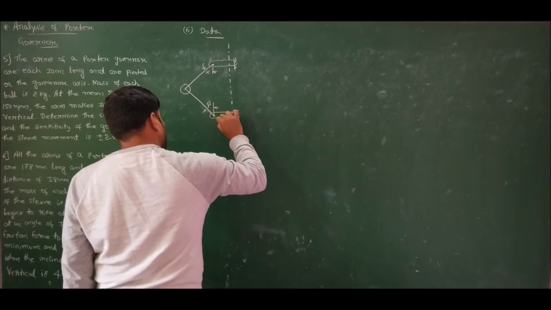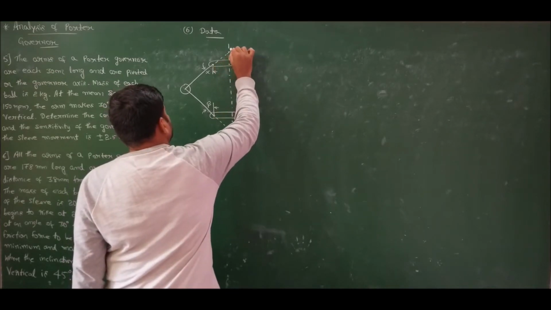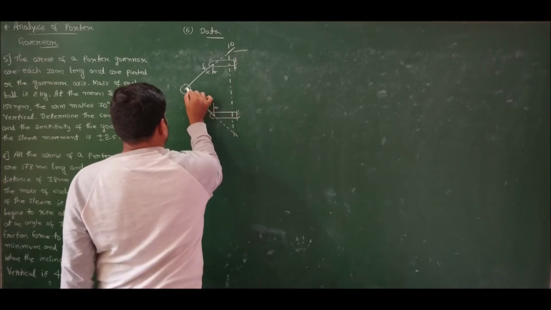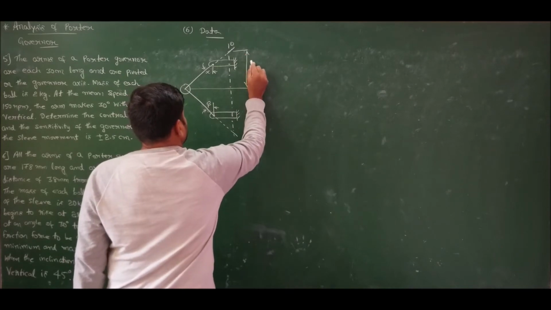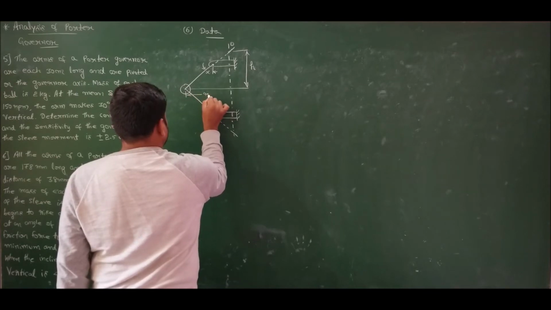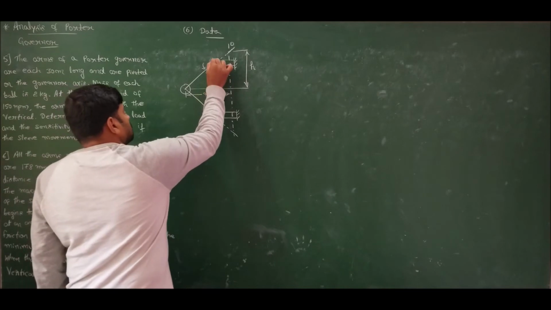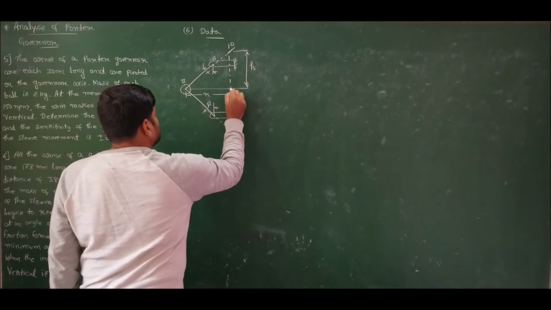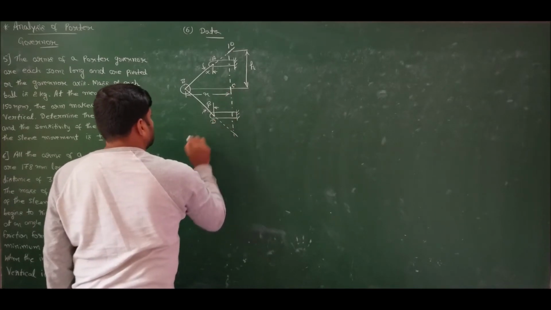Now I should extend it back to intersect the vertical, and call it as O. And this is the height h, and this is the radius of rotation r. Correct? Let us call it as A, B, and this point as C. Here I will call it as D.